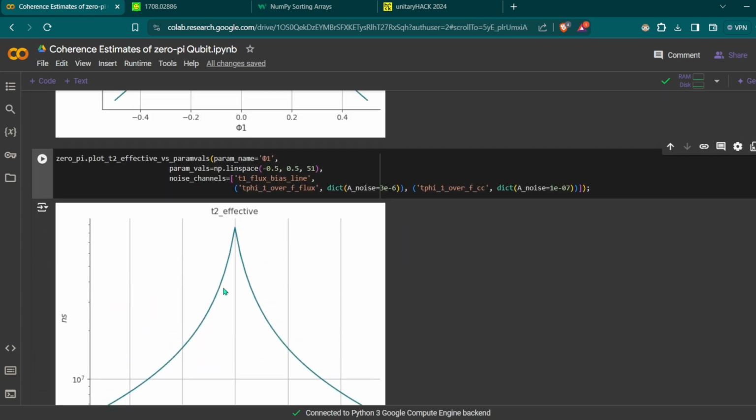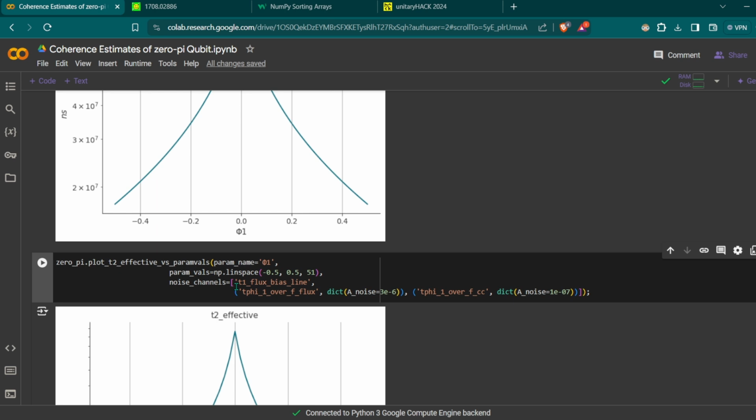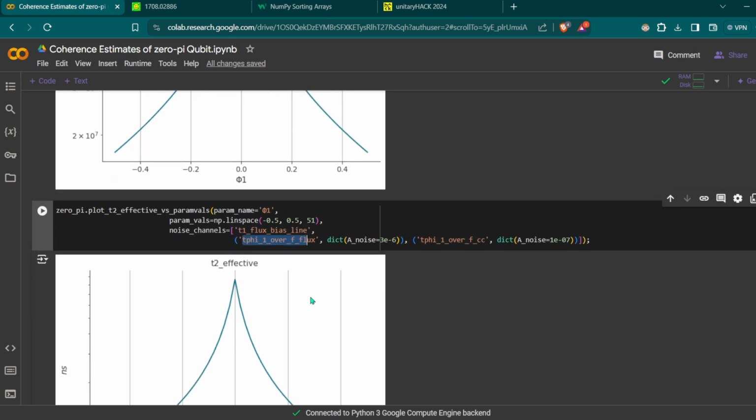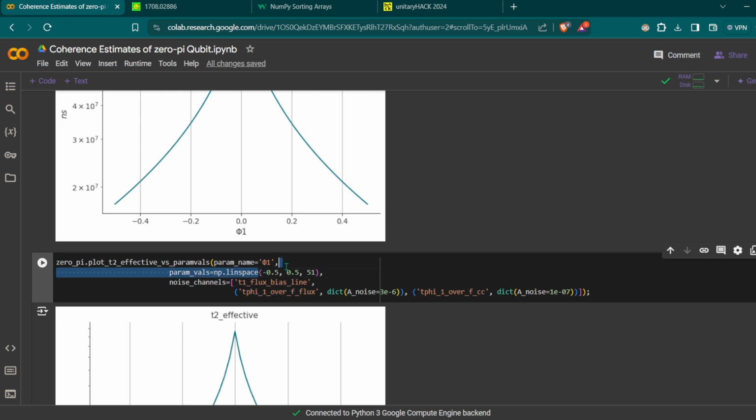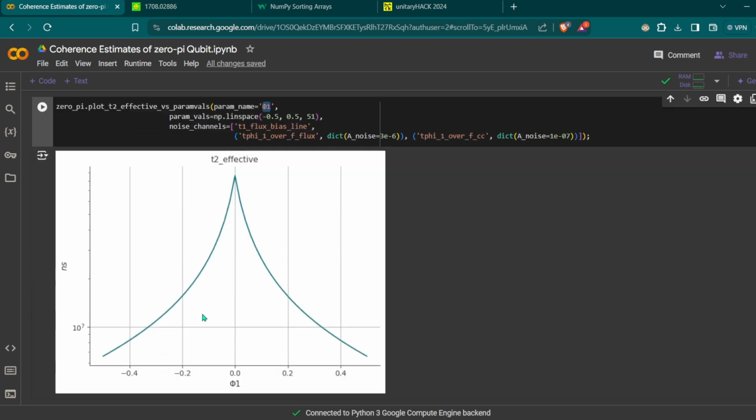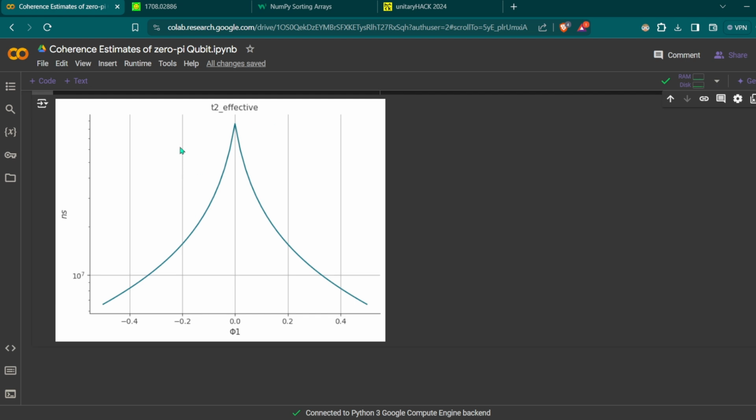And if you see, this is smoother because we have directly specified what type of noises we're going to use and also defined a good number of variables which will be used for calculating the phi 1 values. So we get the graph of T2 effective as such, with the y-axis being the time and the x-axis being our phi 1 or the flux.